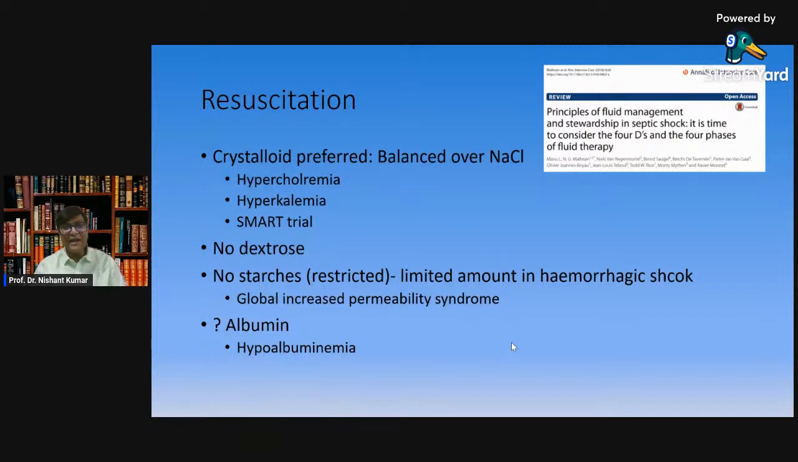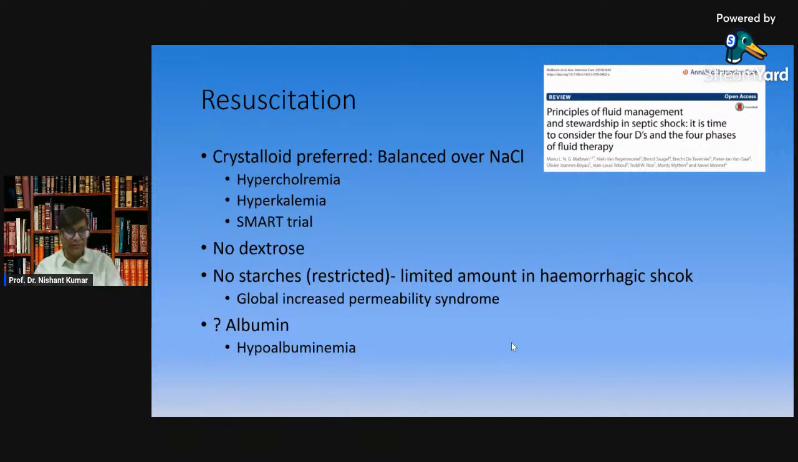Now, the fluid choice for resuscitation. There have been many trials showing that balanced salt solution is preferred over sodium chloride. We all know that sodium chloride will cause hyperchloremia, and might cause hyperkalemia as well. The SMART trial has shown, again, there's a controversy, some say NS is better, some say balanced salt solution is better, but the consensus at this point of time is that balanced salt solution is better, and not to use dextrose.